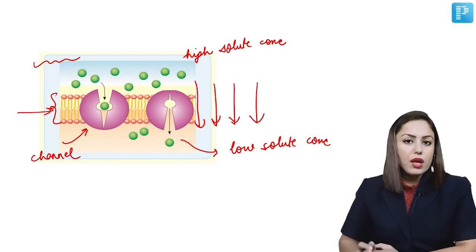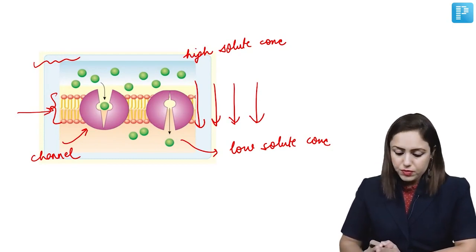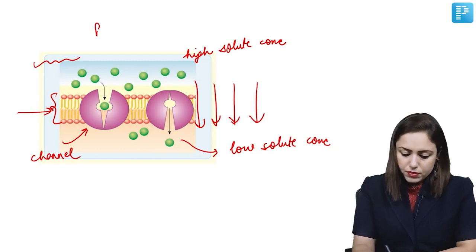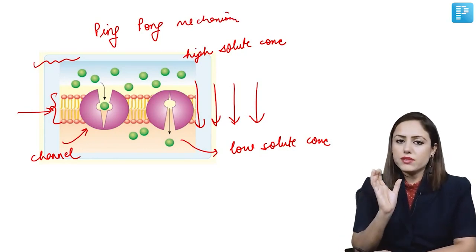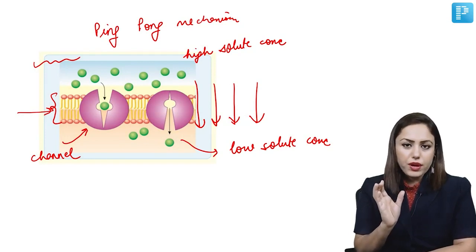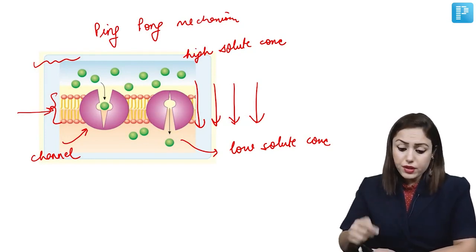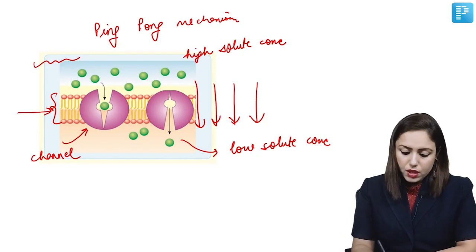So, what is the mechanism followed by this protein or channel? It is ping pong mechanism. Ping pong means the protein has a different shape, right? It can change its structure, right? It can change its shape. You can see that image A and image B, okay?